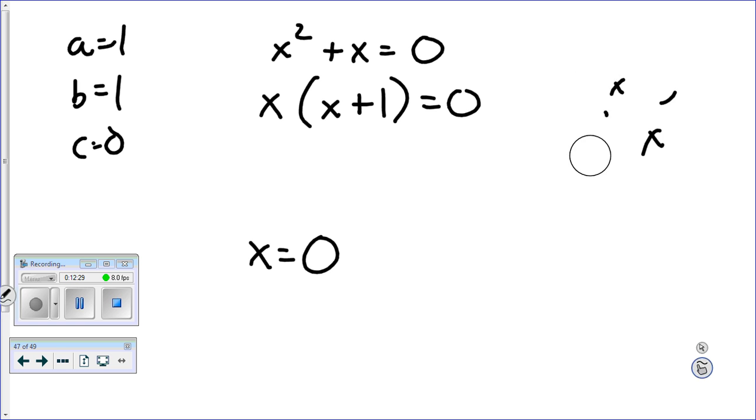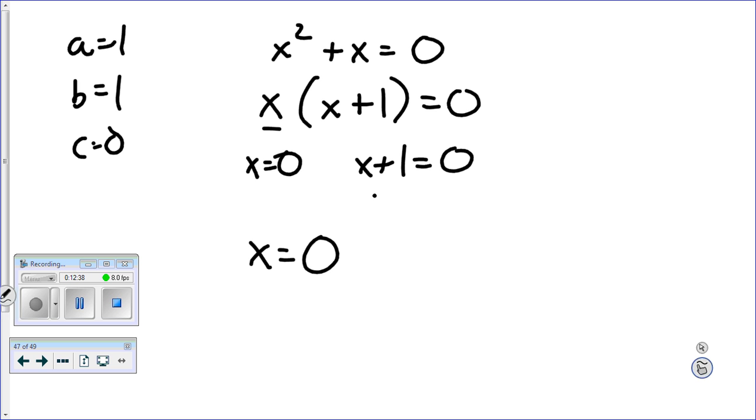So again, here's my 2 factors. Well, again, if x equals 0, there's your first one right here. Okay, and your other one says x plus 1 equals 0. And subtract 1, and x will equal -1. Okay, so those are your 2 answers.